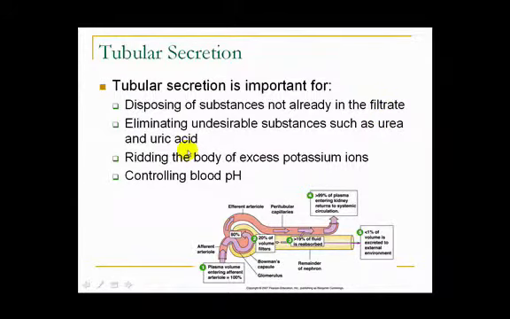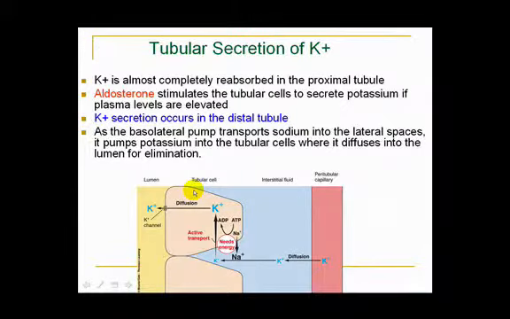It's good for eliminating undesirable substances that could be toxic, like urea or uric acid, your nitrogen-containing waste. And the two other things that it's very important for are these two things. Your body's very sensitive to potassium levels. It can affect your cardiac muscle tissue. It can also affect skeletal muscle, but you're really worried about your cardiac muscle tissue. So if you have high potassium levels, you need to get that potassium excreted immediately, and then also controlling blood pH. So let's first look at the secretion of potassium.